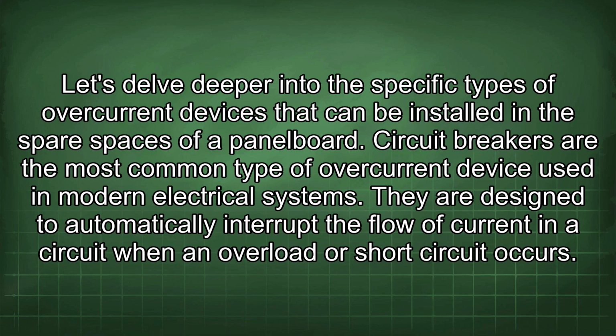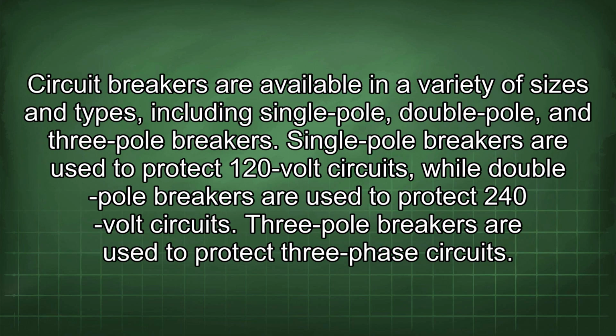Let's delve deeper into the specific types of overcurrent devices that can be installed in the spare spaces of a panel board. Circuit breakers are the most common type of overcurrent device used in modern electrical systems. They are designed to automatically interrupt the flow of current in a circuit when an overload or short circuit occurs. Circuit breakers are available in a variety of sizes and types, including single-pole, double-pole, and three-pole breakers. Single-pole breakers are used to protect 120-volt circuits, while double-pole breakers are used to protect 240-volt circuits. Three-pole breakers are used to protect three-phase circuits.